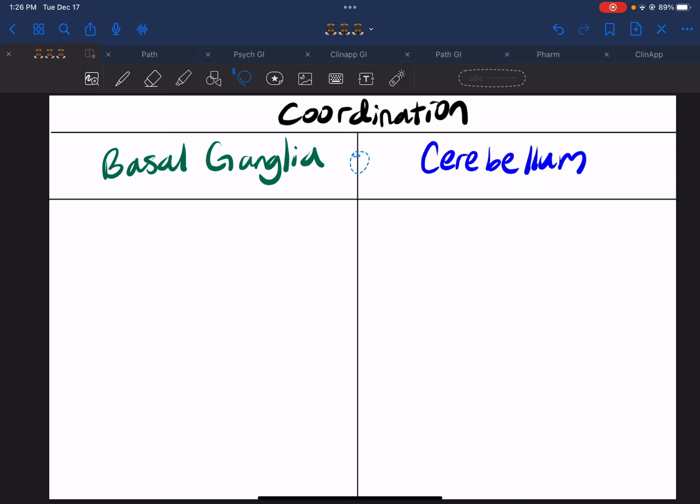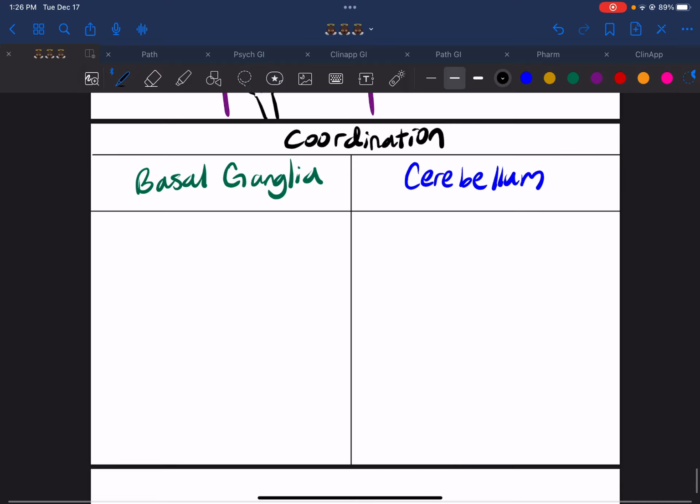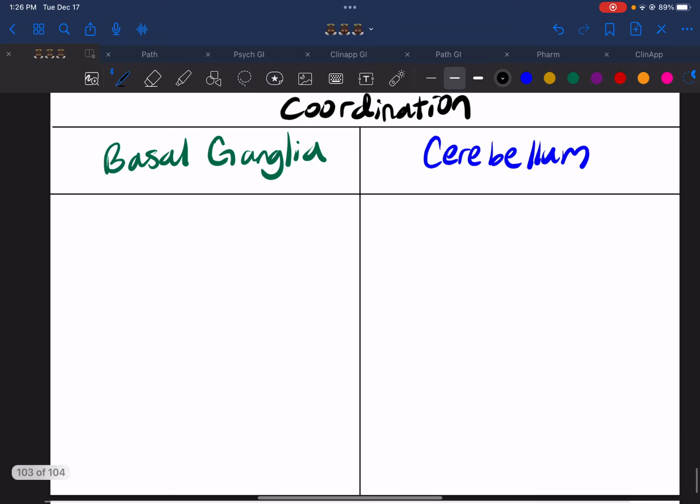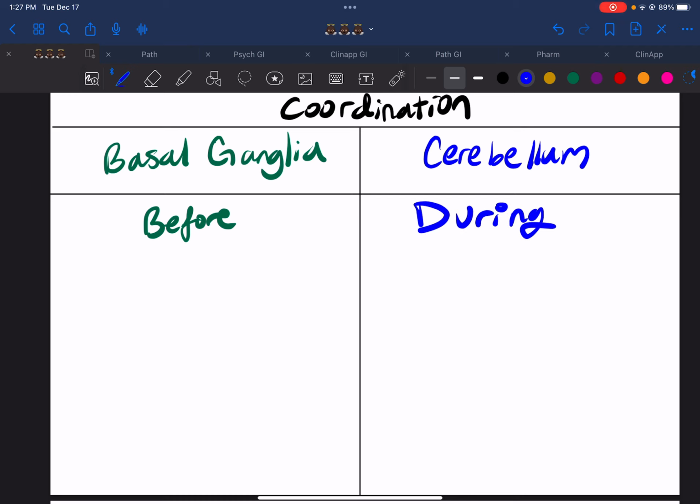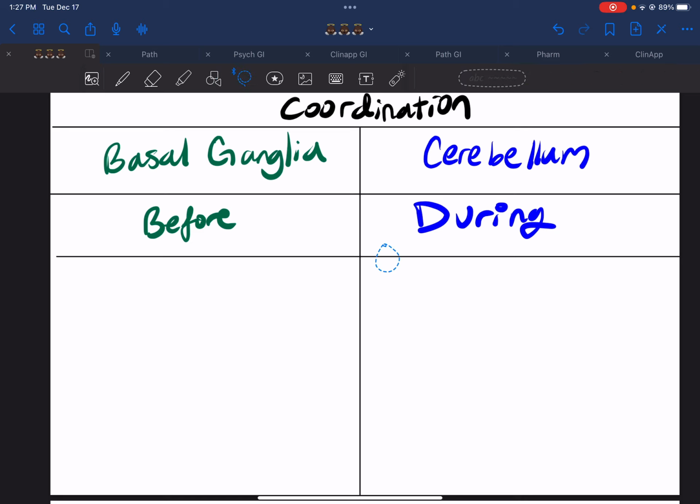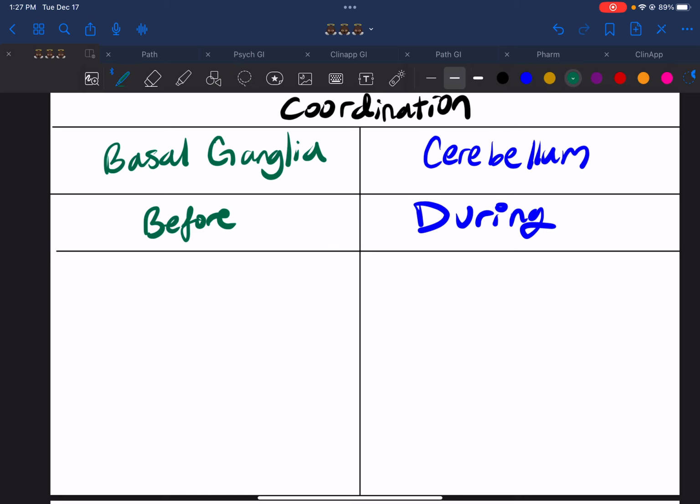I used to get them confused, and so I had a conversation with Dr. Brewer and Dr. Ray, and it was very helpful for me to be able to specifically distinguish these, figure out what's different between them. And I think it's fairly important to know. So basically the difference is before versus during. Before versus during what movement? So those are the two key words that differentiate these things. They both coordinate movement, but the basal ganglia coordinates it before, while the cerebellum coordinates it during.